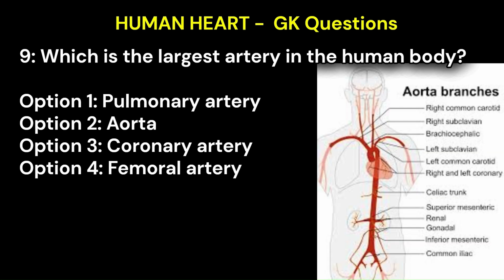Question number 9. Which is the largest artery in the human body? The options are: Option 1, pulmonary artery. Option 2, aorta. Option 3, coronary artery. Option 4, femoral artery. The correct answer is aorta.